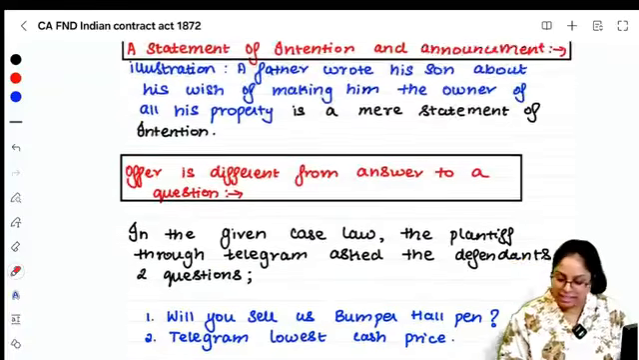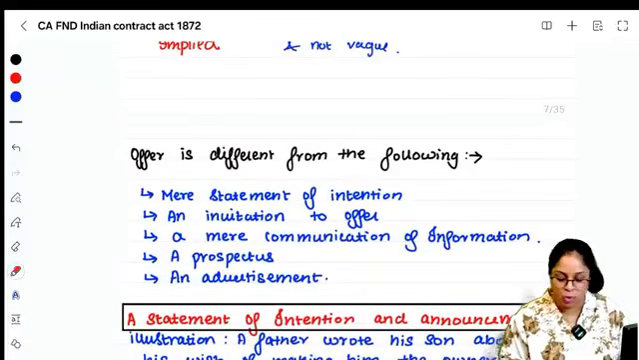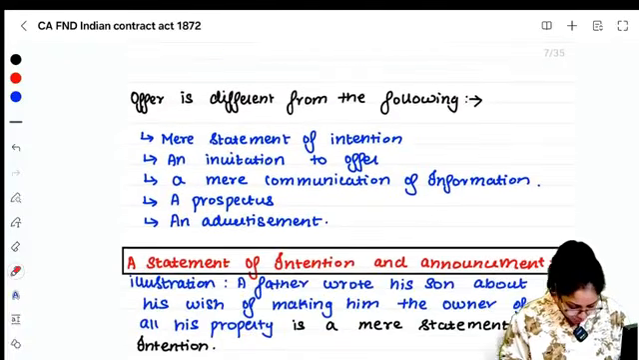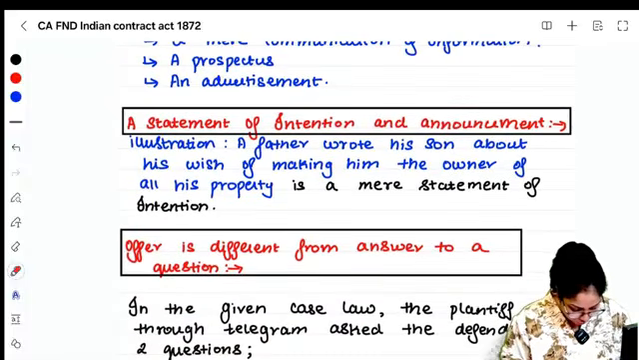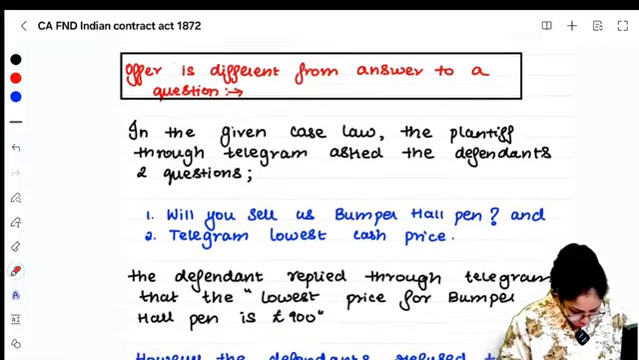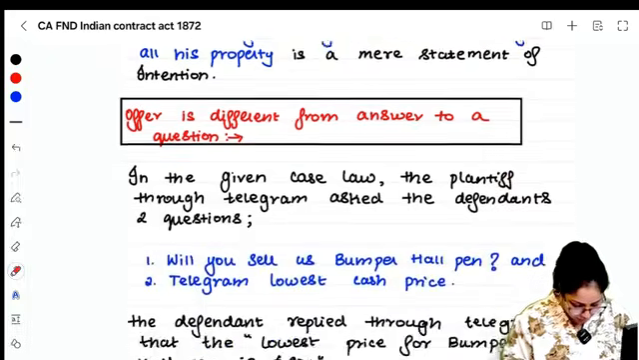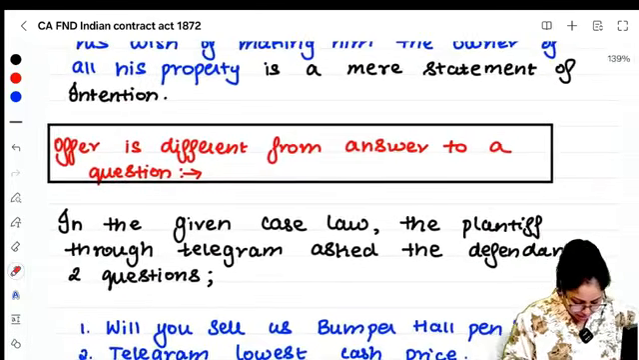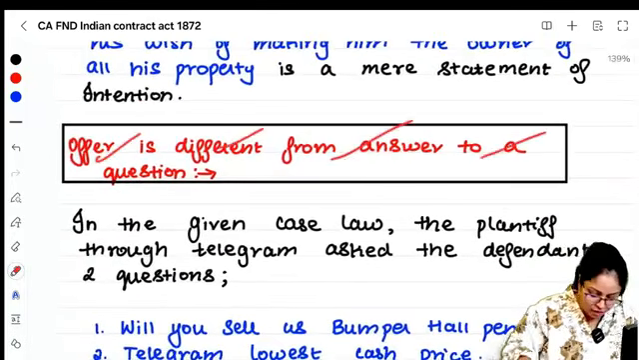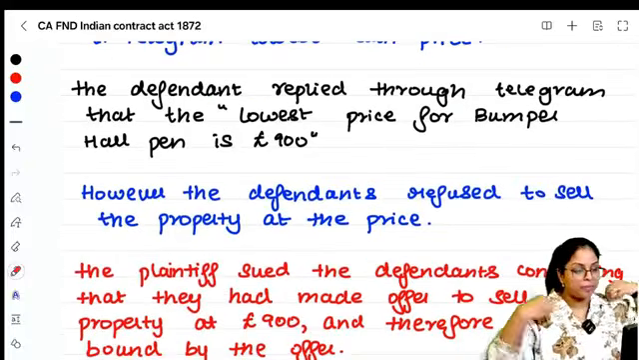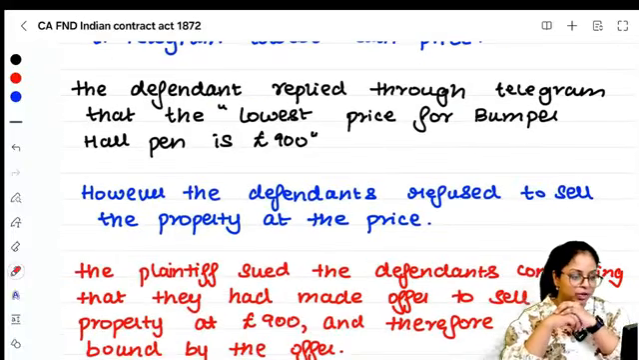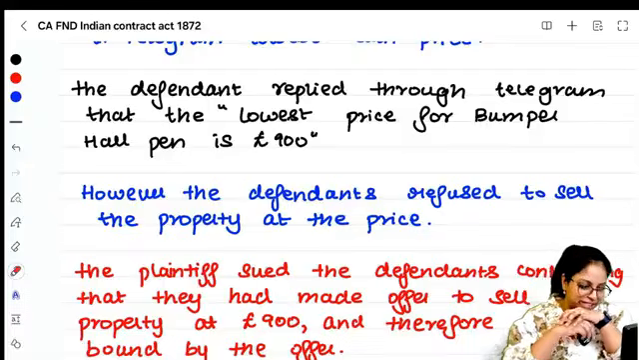And next is mere answer to a question. Is mere answer to a question an offer? The answer is no. Look at this particular case law. Offer is different from answer to a question. You remember that case law? Yes, the Bumper Hall Pen. Harvey versus Facey. Very good.